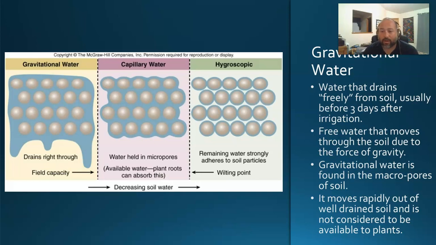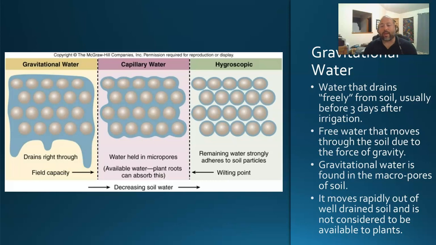Gravitational water is free water that moves through the soil due to the force of gravity. So we talked about hygroscopic, forming the film around the soil particles. We talked about capillary water, which is held in the micropores, held as that film in between the soil grains. And gravitational water is just draining right through. So it's free water that's moving through the soil due to the force of gravity. Gravitational water is what's going to be found in the macropores. So we have our macropores and our micropores in our soil. Capillary water is in the micropores. Gravitational water is moving its way through the macropores.